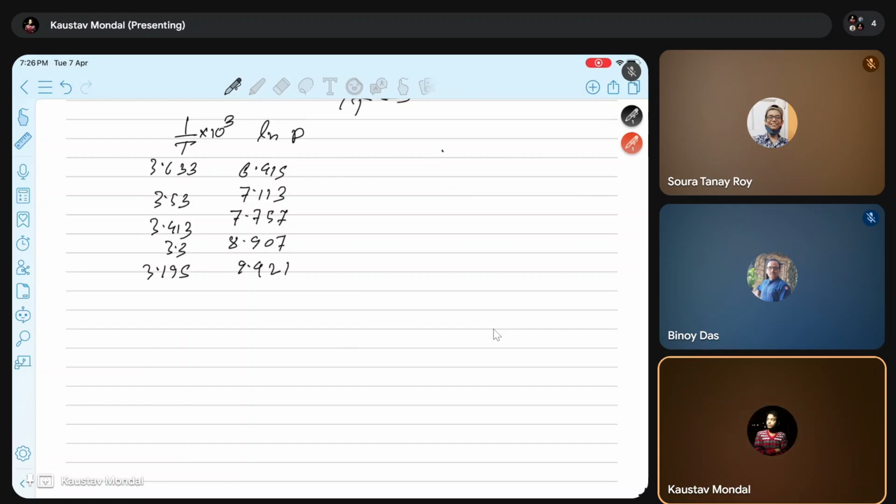Now if you know the coordinates of 2 points, let's suppose this is x2 y2 and this is x1 y1, and there is a straight line connecting these 2 points, then to calculate its slope we know the slope formula: slope is equal to y2 minus y1 divided by x2 minus x1, right?